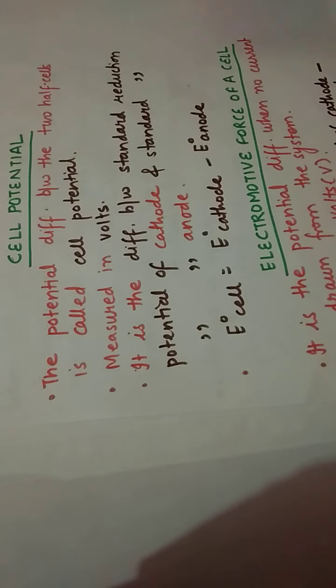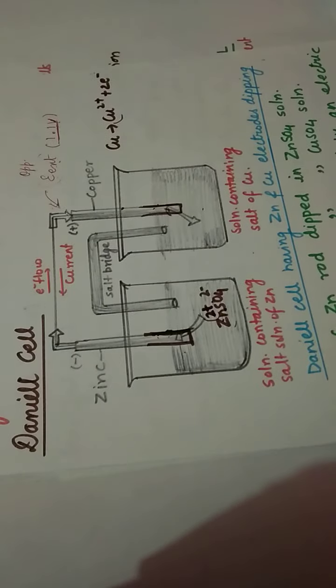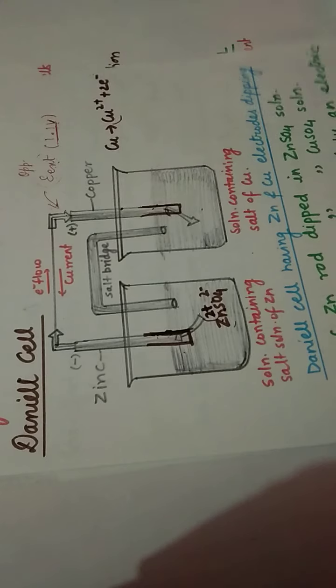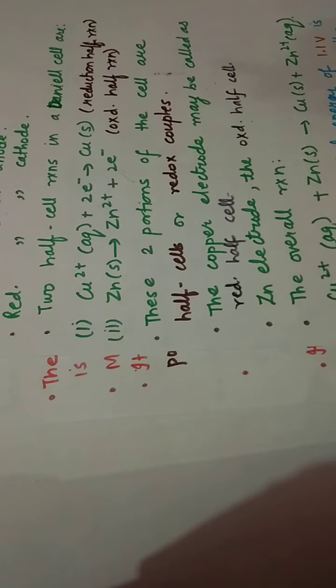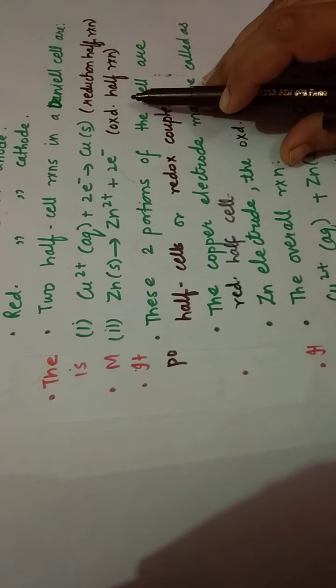This also I am going to explain with the help of this diagram again. So we got to know earlier that one of the half cells is known as oxidation.